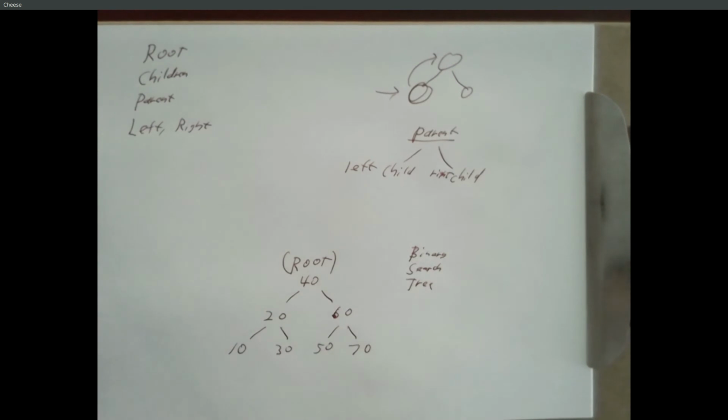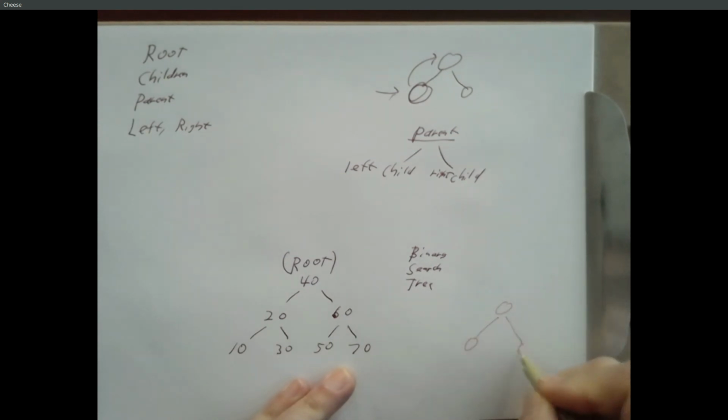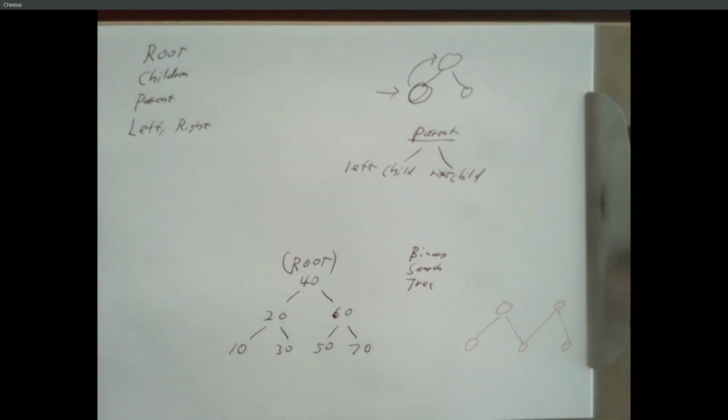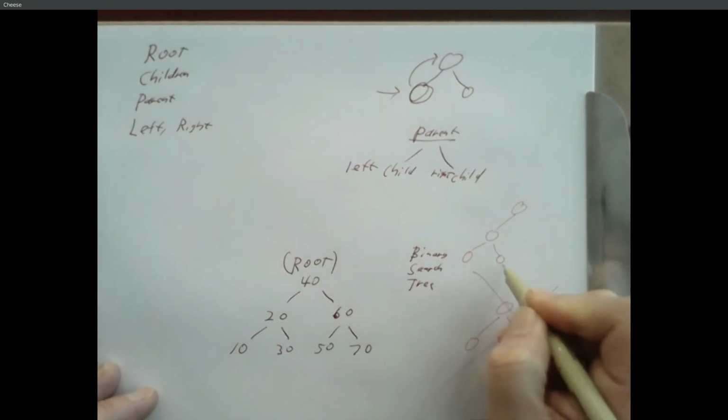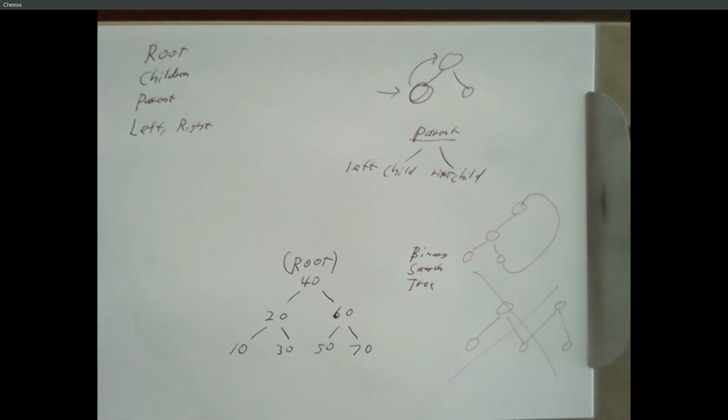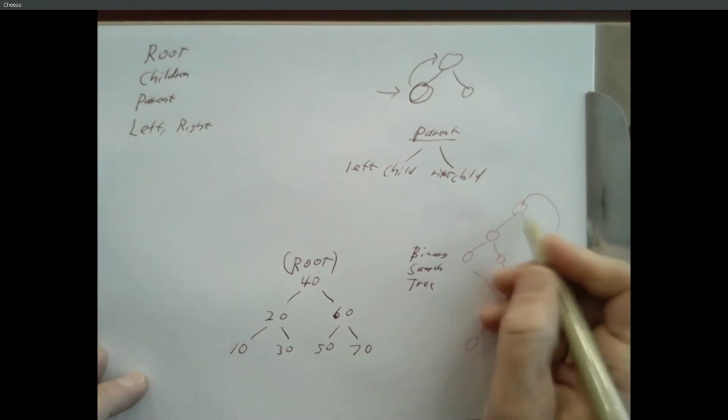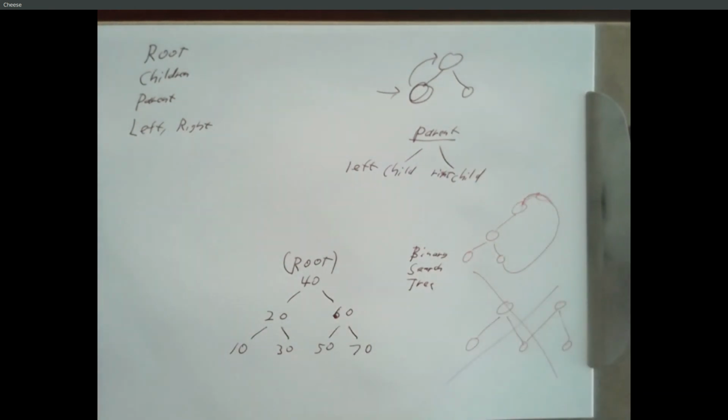Okay? We don't allow a situation like this. Right, where this node has two parents, that's not a valid binary search tree. Okay, so that's not allowed. And we don't allow cycles like that. Right, because again, this node would have two parents. So a parent has 0, 1, or 2 children. Every child has to have a parent.